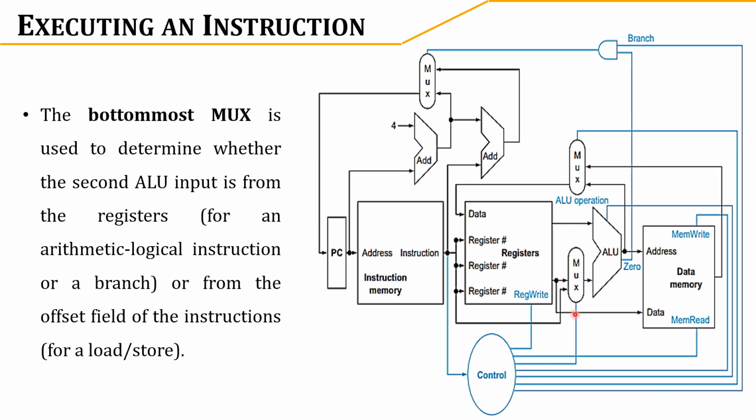The bottommost multiplexer is used to determine whether the second ALU input is from the registers or from the offset field of the instructions.